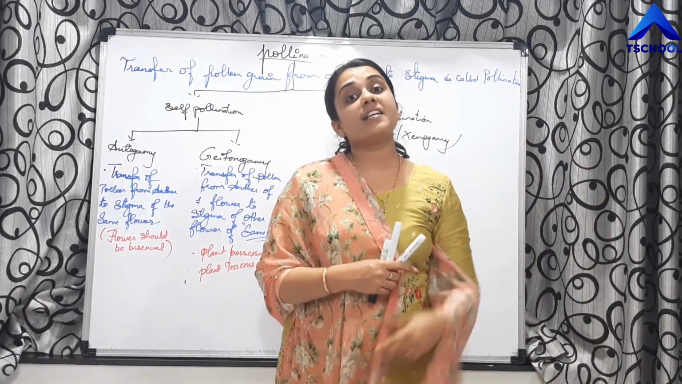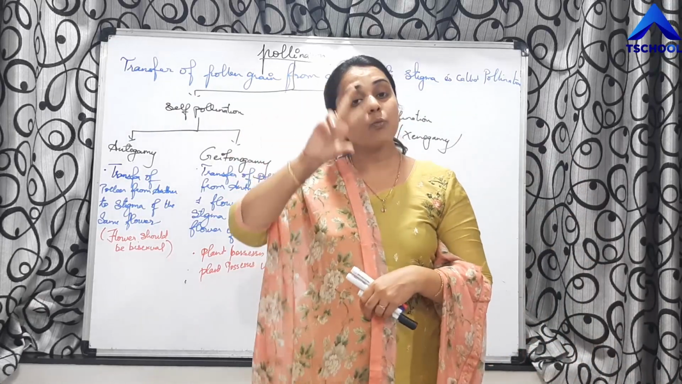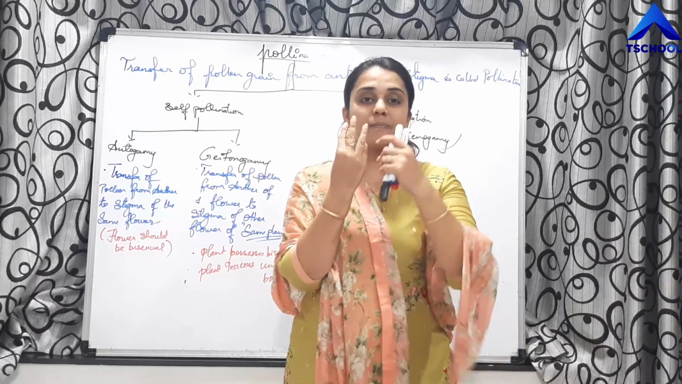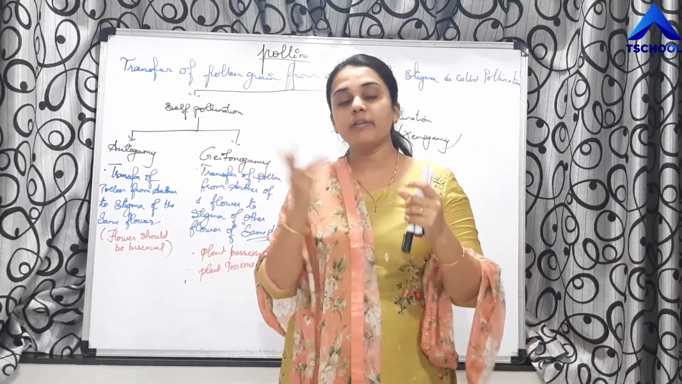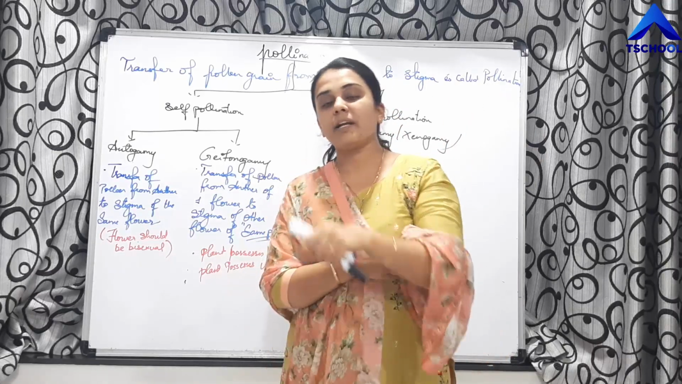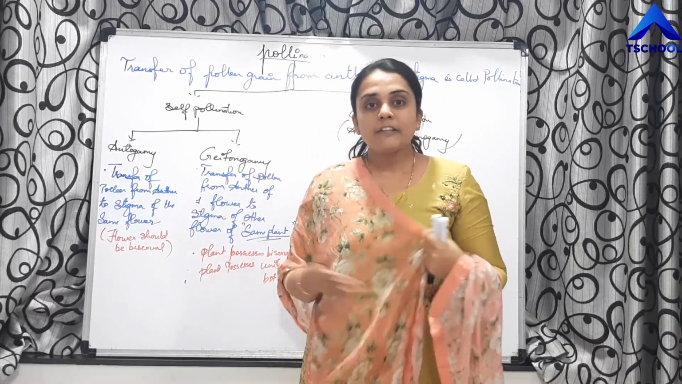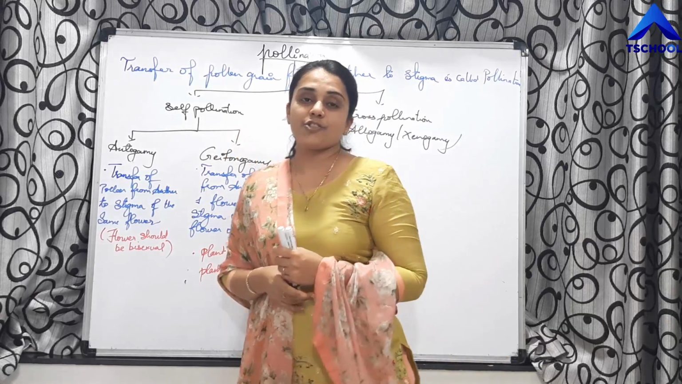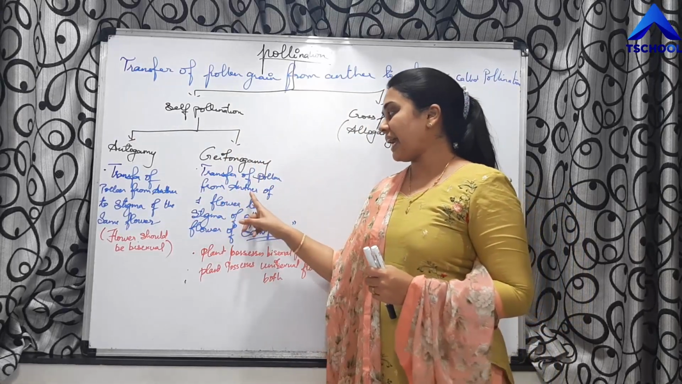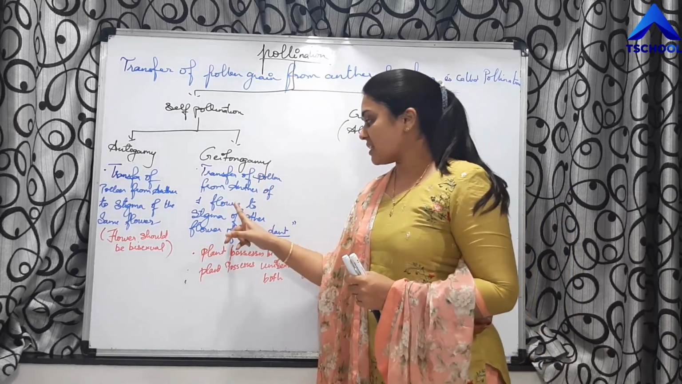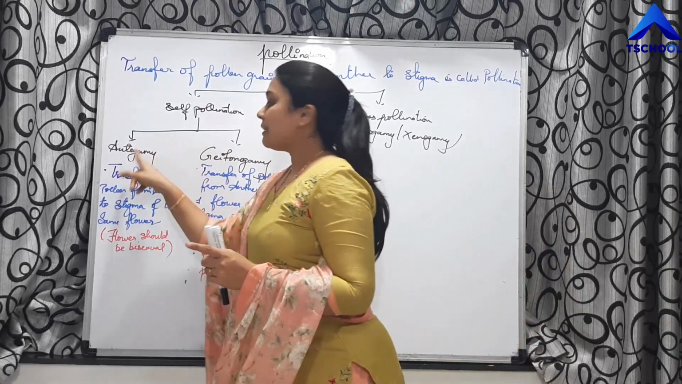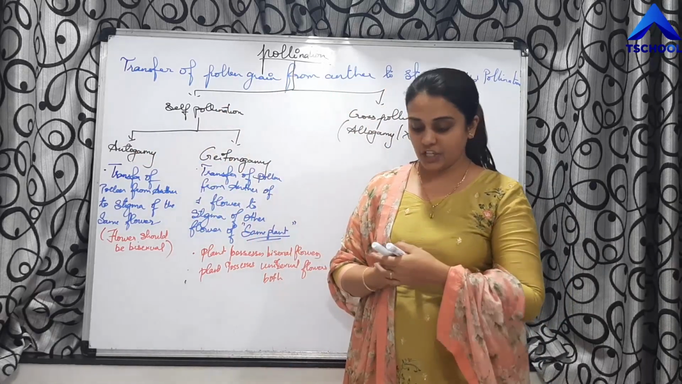Or if the flowers are unisexual, but both the unisexual flowers are present on the same plant. So this is a plant, this plant possesses a male flower and a female flower. The pollen grains from the male flower will come and rest on the stigma of the female flower. That condition is called geitonogamy. Transfer of the pollen from the anther of one flower to the stigma of another flower of the same plant, right? These are the two types in self-pollination, right?